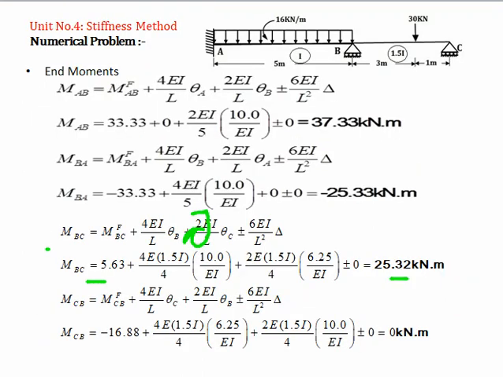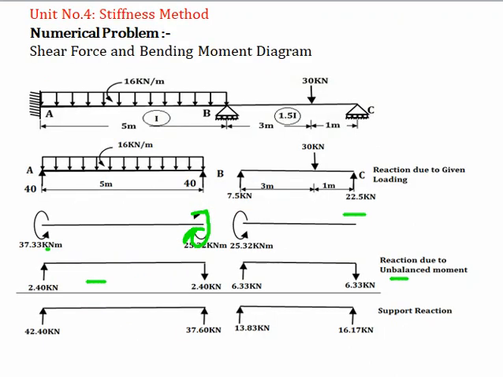20, this one minus 25.33. So this end moment is clockwise, minus, that's why. So take the difference between these two and divide by the span. You will get a reaction of 2.40 kilonewton.